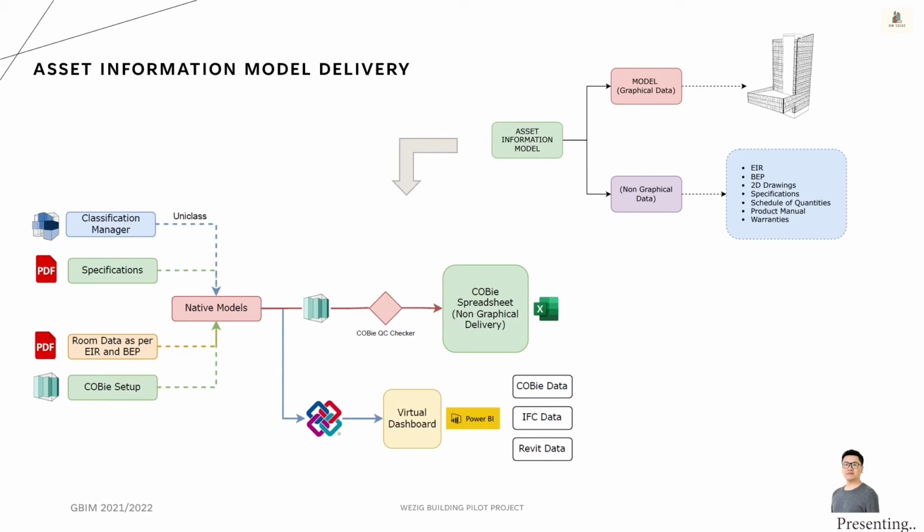To generate a complete COBie spreadsheet, as we can see in the flowchart, the native model is to be loaded that requires COBie metadata by the COBie tools for Revit, assigning unit class classifications by using classification managers in Revit, using product datasheets to capture specifications and store them in the CDE platform, capturing room data as per EIR required in our BIM model, and final outputs using the COBie QC checker before handover.